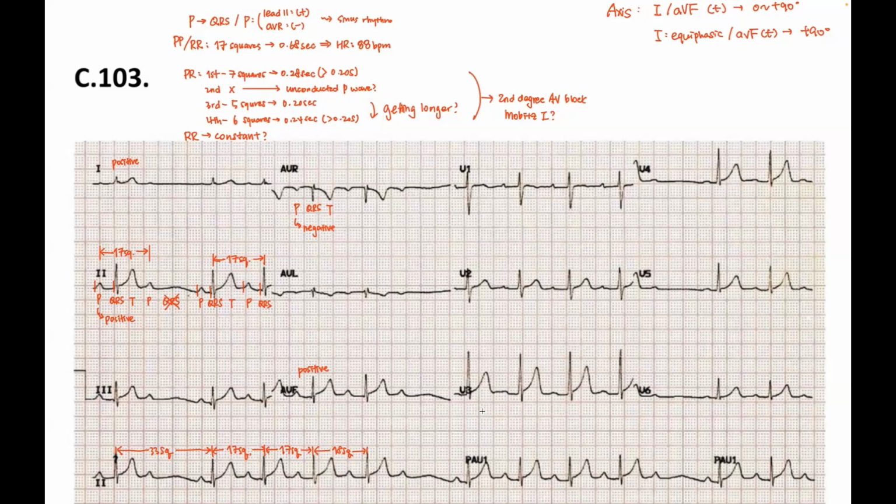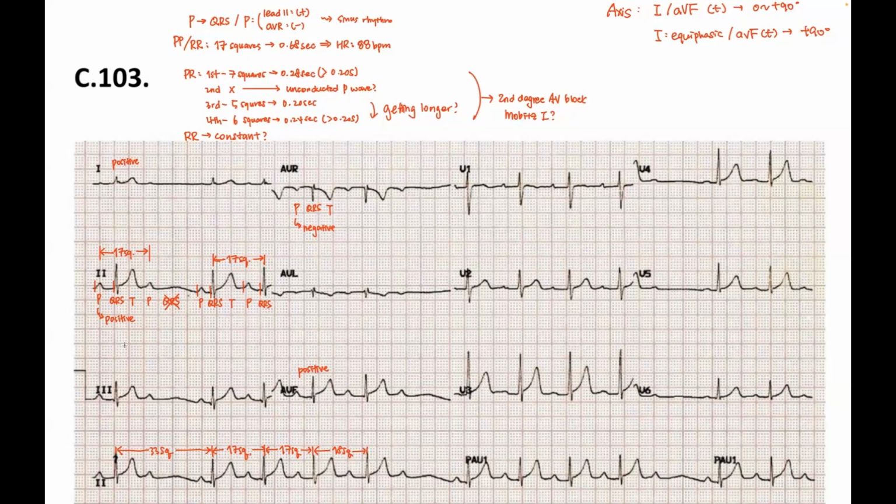And if I check the PR interval, at first cycle it is about 0.28 seconds, but after the non-conductive P wave, the PR interval is about 0.2 seconds and then 0.24 seconds, so it is getting longer, I think. So I think it is Mobitz type 1 second degree AV block. Okay, Mobitz type 1 AV block, very good.